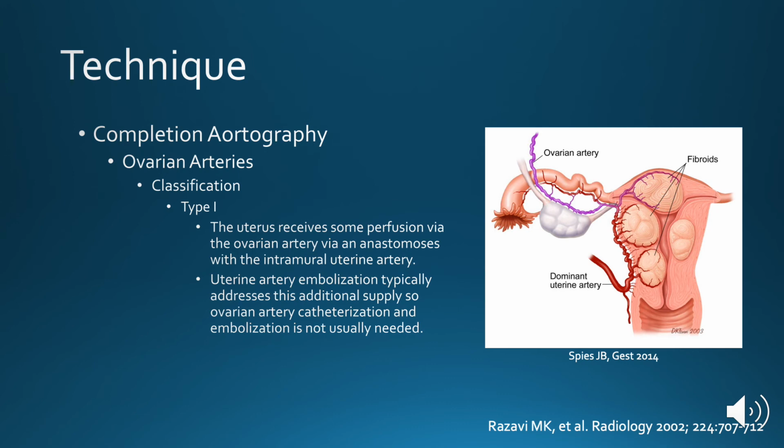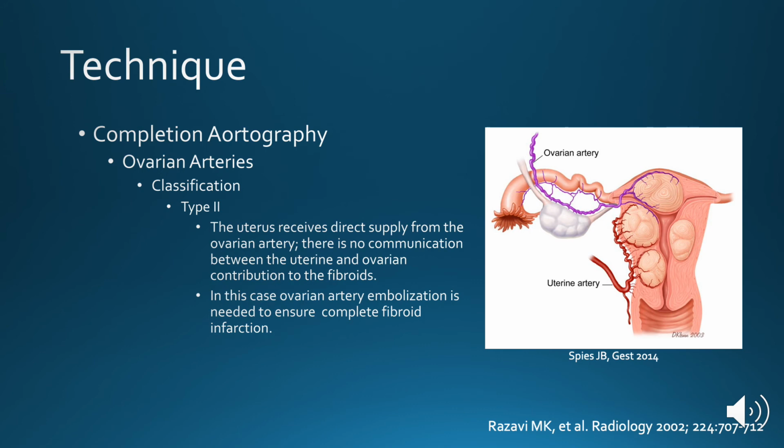In these cases, uterine artery embolization will typically address this additional supply, so ovarian artery catheterization and embolization is not usually needed. In other words, the ovarian artery joins the uterine artery before the uterine artery supplies the fibroids. In a type 2 anastomosis, the uterus receives direct supply from the ovarian artery, and there is no communication between the uterine and ovarian contribution to the fibroids. When this is seen, ovarian artery embolization is needed to ensure complete fibroid infarction.